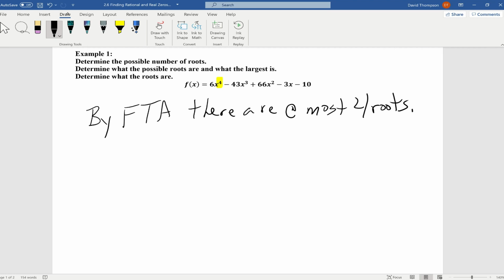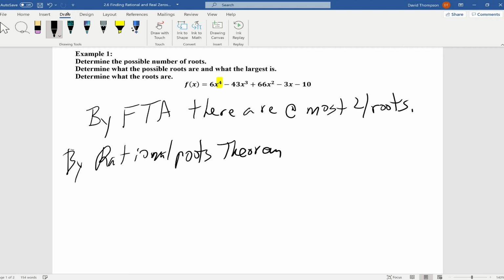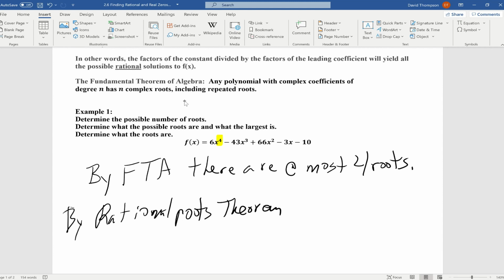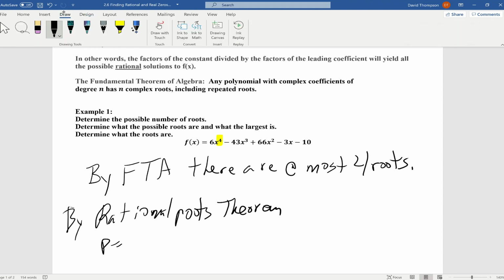Okay, determine what the possible roots are and what the largest is. So now we're going to use the rational roots theorem. So we have p and q. If we recall, p is a factor of a_0 and q is a factor of a_n. So p, we're talking about factors. So let's just simplify this just a little bit.